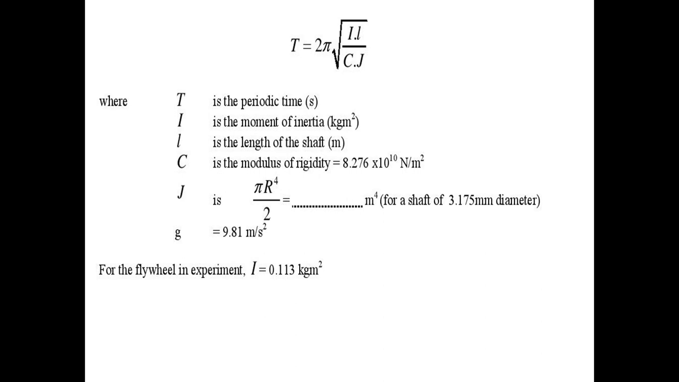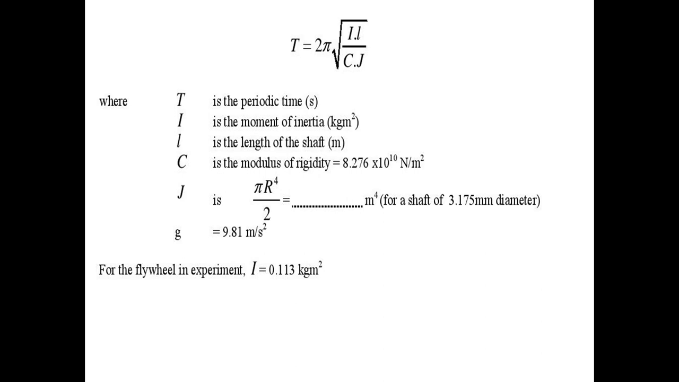Do not confuse this C with capital C, the damping torque per unit angular velocity. J is the polar moment of inertia, and it will be equal to pi r to the power 4 upon 2. We know the diameter of the shaft, so we can calculate the polar moment of inertia for the shaft.